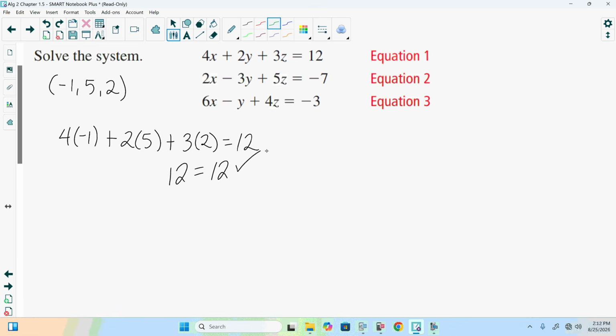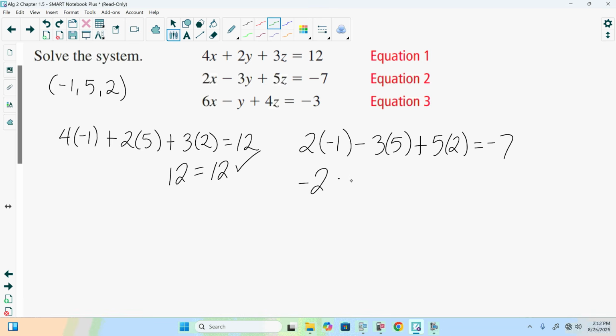If it told me that I had, say, -12 equals 12, that's not a solution point. If it doesn't work for one of them, it doesn't matter. It's no solution. It's not a solution. So that works, which means I would then go on to the next one. And make sure it works with this one.